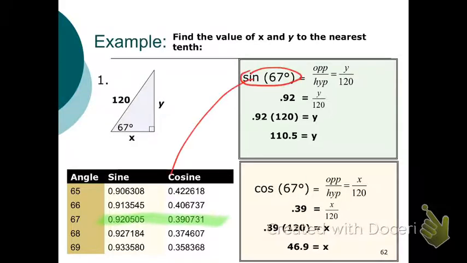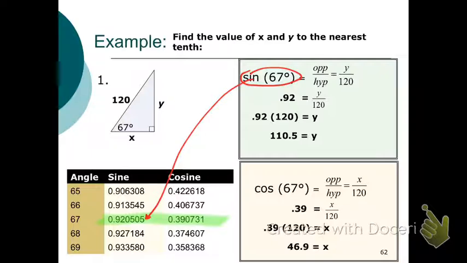Well, sine of 67 degrees, we're given that angle, is the opposite over the hypotenuse, which is going to be y over 120. We look in our table for 67 degrees and find the sine of the angle is 0.920505. So we plug that in for our sine of 67, and we say that's equal to y over 120. We solve for y. y is 110.5.